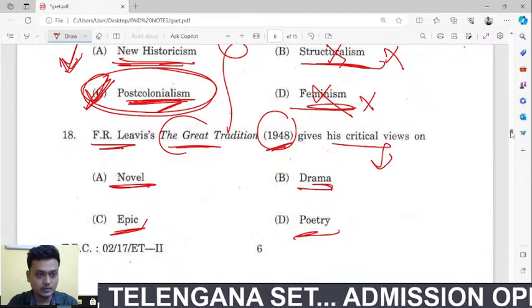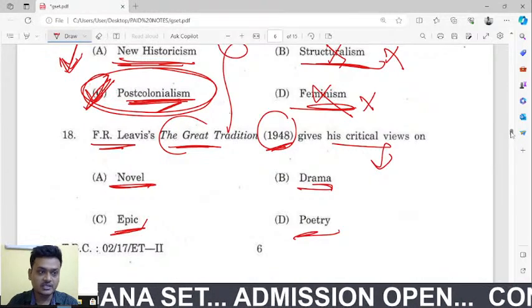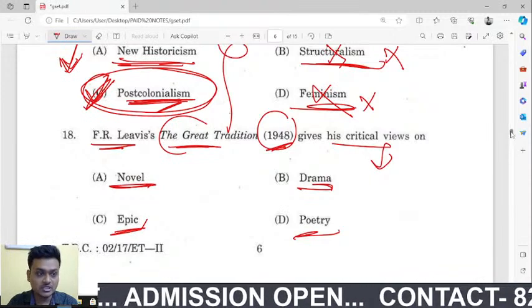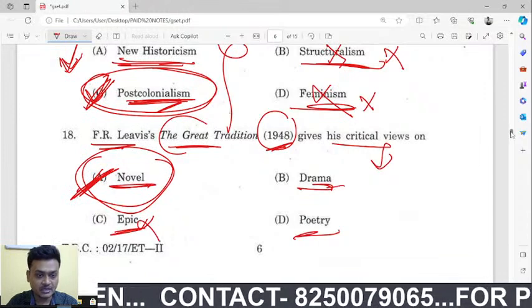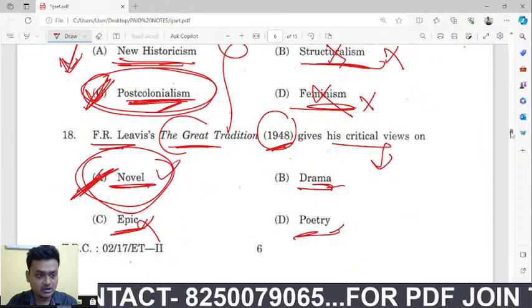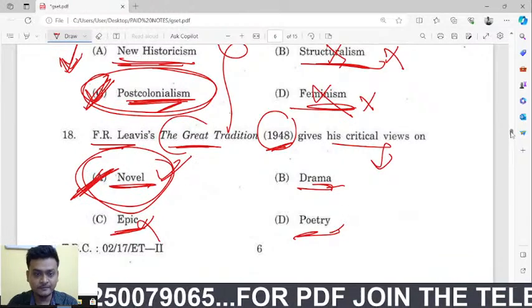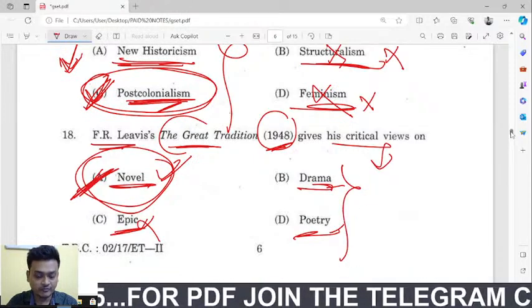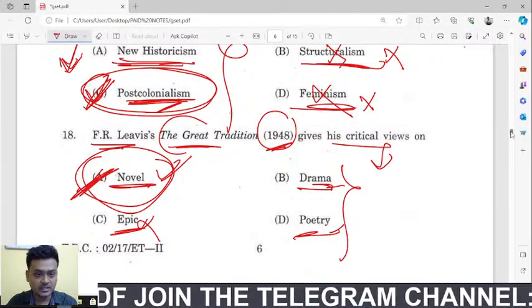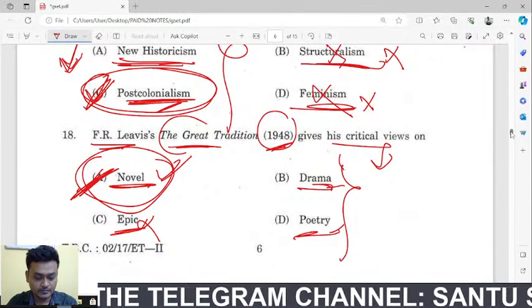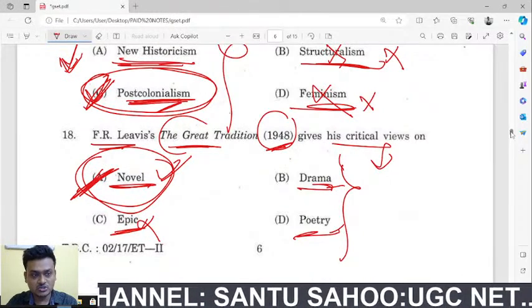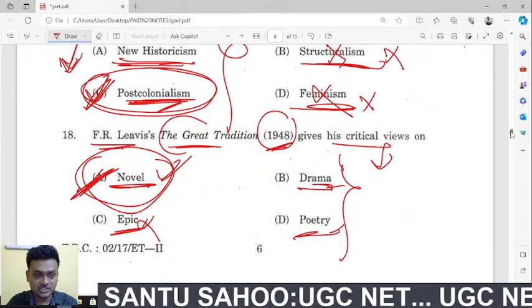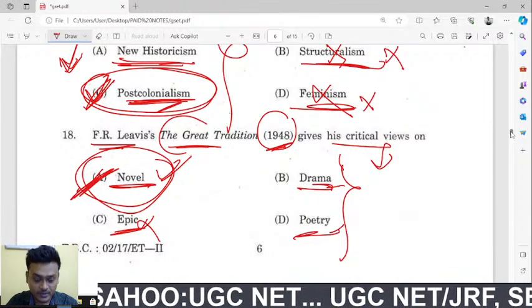The great tradition. Here, F.R. Leavis is talking about the novel. It's not epic, drama, and poetry, it's the novel. Who are the novelists? He is talking about who are following the tradition. Write it down.